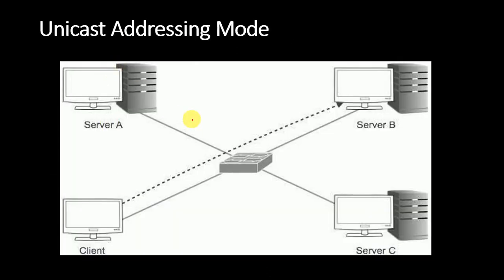Okay, this is the diagram for the unicast addressing mode. This is server A, server B and server C, and this is the client. Servers A, B and C can send data to this client, and the client can again send data to A, B and C servers.